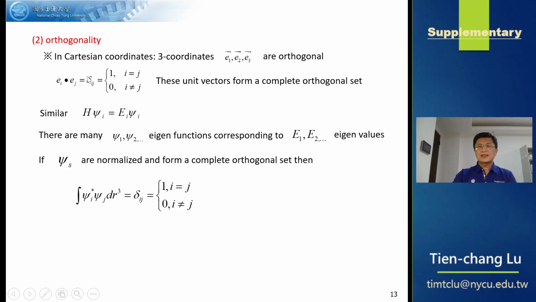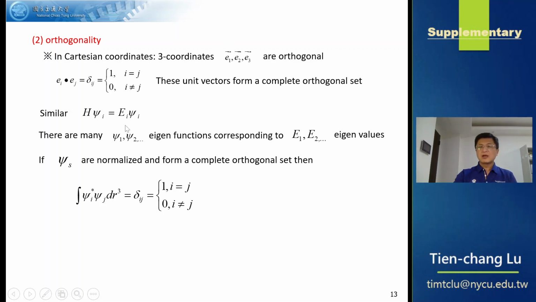It means that this delta_ij will have only two values, either 1 or 0. It equals 1 only when i equals j, and it equals 0 when i does not equal j. So these unit vectors form a complete orthogonal set.